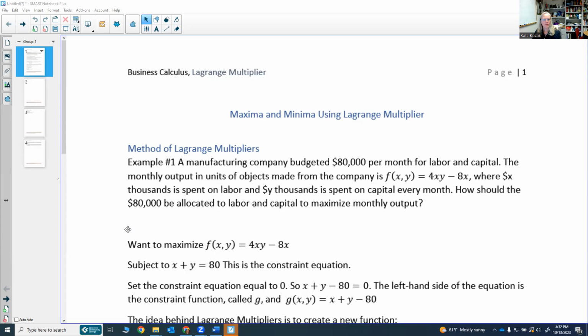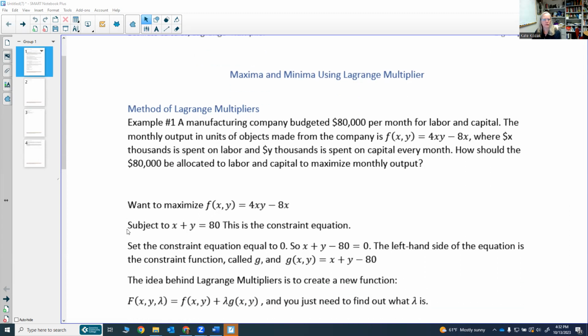So we want to maximize f of x, y equals 4xy minus 8x, subject to x plus y equals 80. This is the constraint equation. Set the constraint equation equal to 0 so that x plus y minus 80 equals 0. The left-hand side of the equation is the constraint function g, and g of x, y is equal to x plus y minus 80.